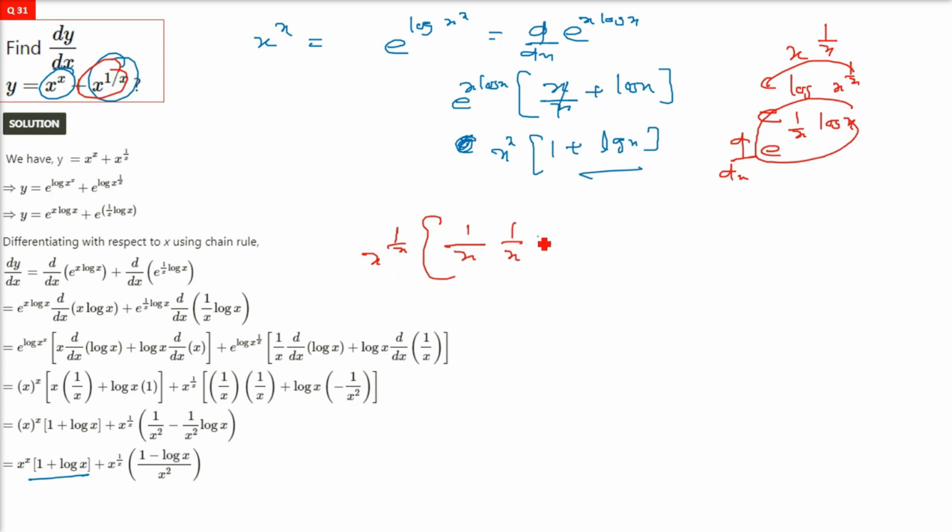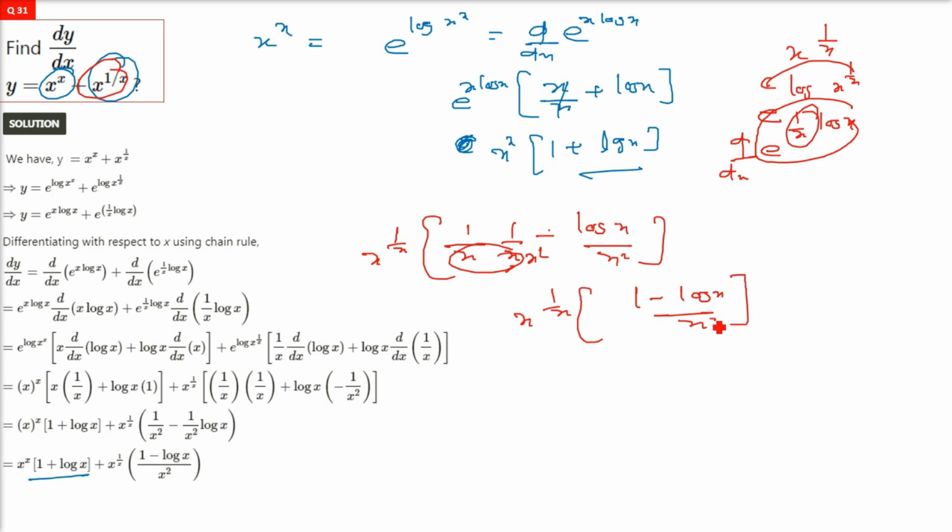And then why I am taking minus, because you will just see. Log x, differentiation of 1 by x is minus 1 by x square. So minus, that is why we have taken. So log x by x square. So x into 1 by x square, 1 by x square minus log x by x square. So you can take x square in the denominator. 1 minus log x by x square. This is your final answer. So this is 2 and 1. You can just add these two, and this is going to be the result finally.